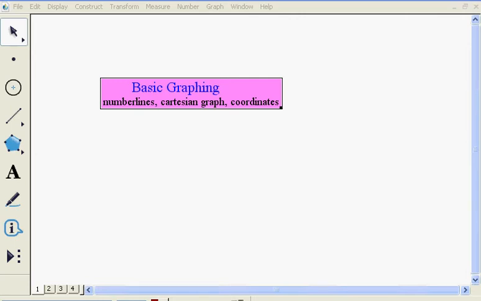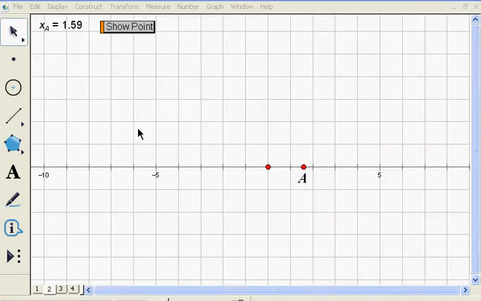In this segment, I'm going to talk about some basic graphing skills. We're going to start off with the idea around number lines. Then I'm going to move on to the Cartesian graphing system and the production of ordered pairs or coordinates in that Cartesian system. So here I'm starting off with a number line.